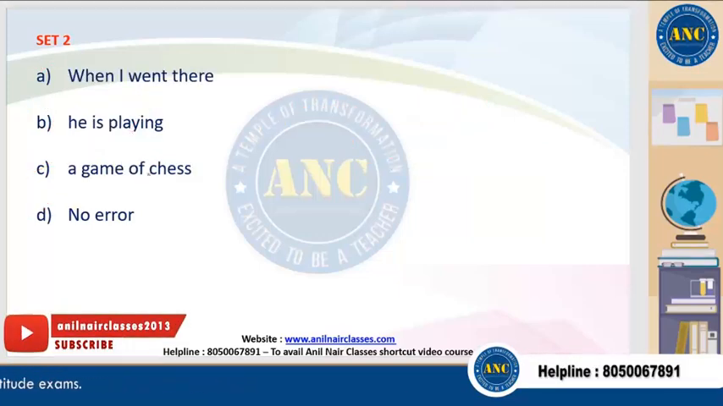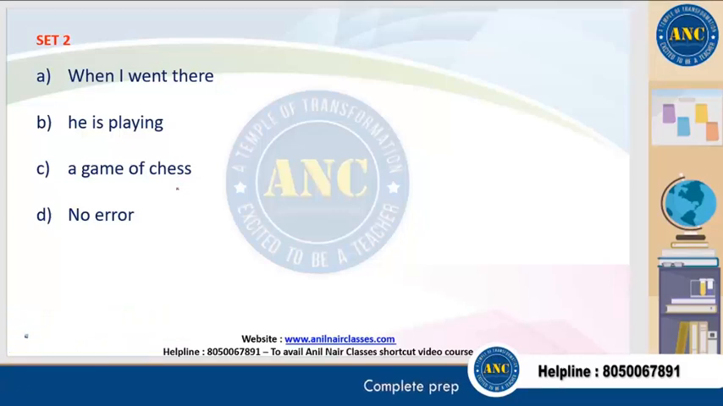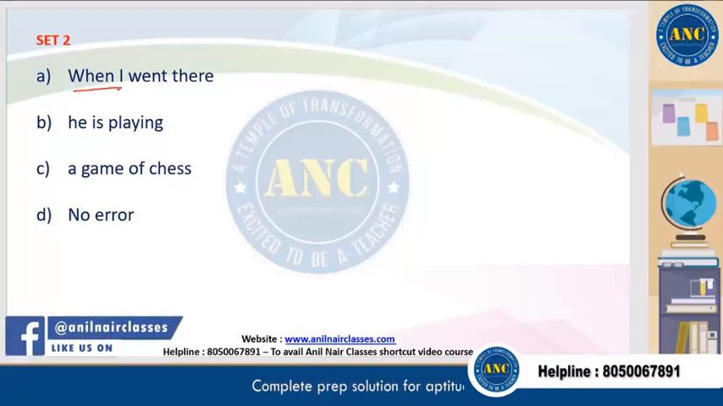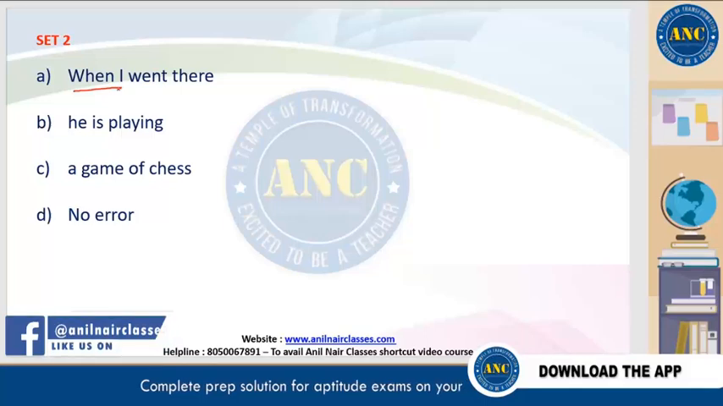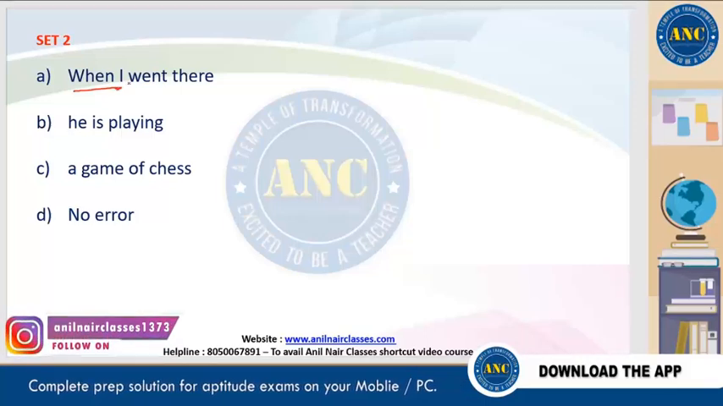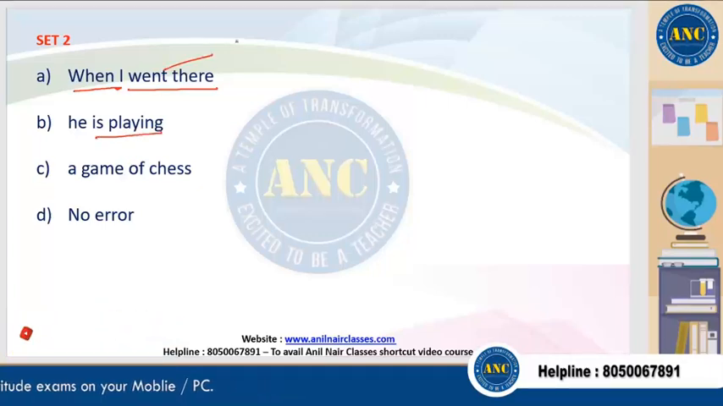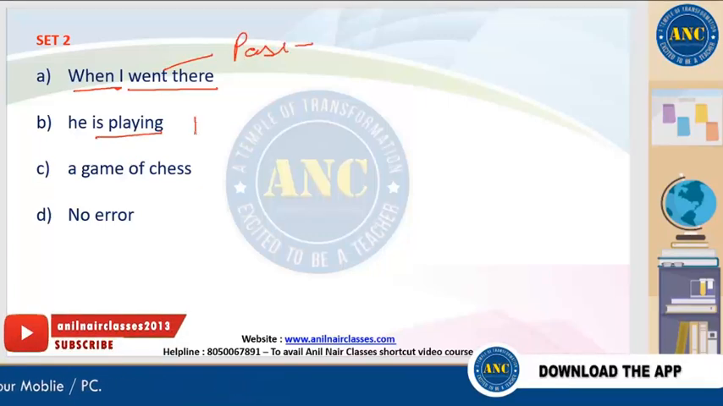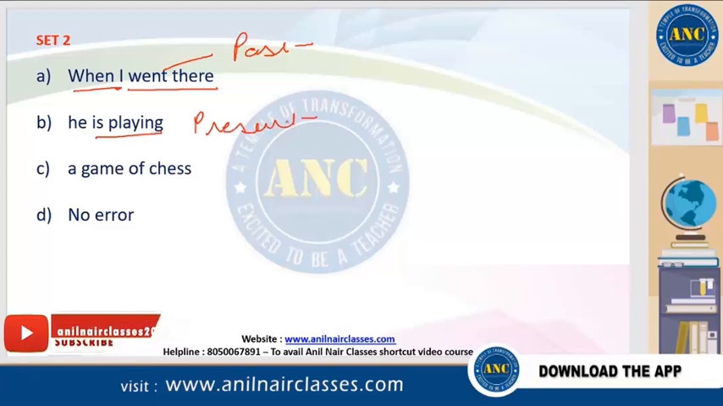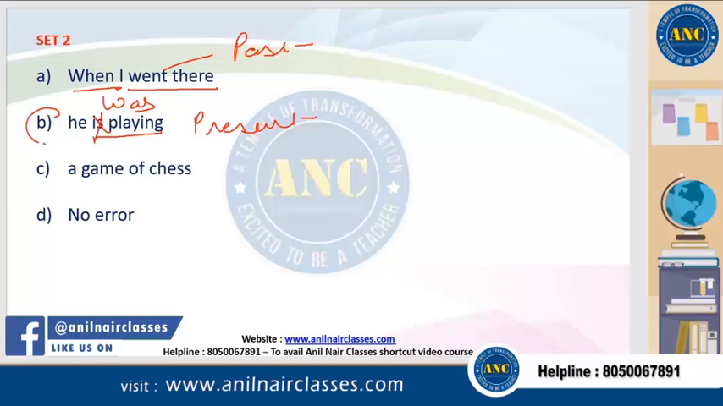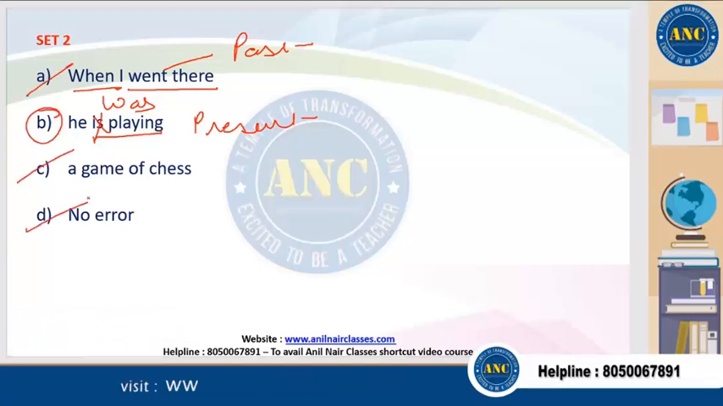"When I went there, he is playing a game of chess." So "when" is the time clause. It talks about the time over here, right? It says "when I went there, he is playing." So it talks about something which happened in the past, but this is the present. Consistency is not there. Instead of "is playing", it should be "he was playing". So B is the right answer. Get rid of A, C and D.